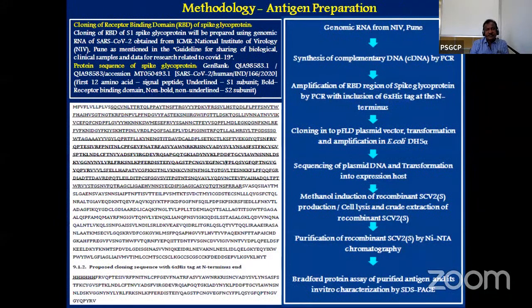This is another methodology which we thought of, purely from published articles. We wanted to raise antibodies against the RBD, a region of the spike glycoprotein. So we have sequenced the amino acids, taken the amino acid size and all that. We made a small proposal.